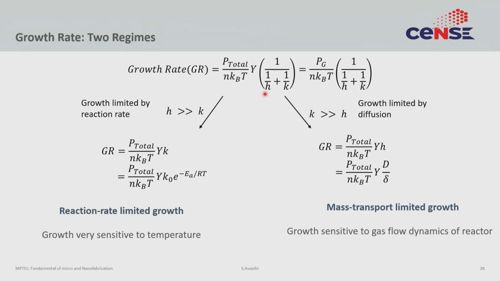What is the bottleneck? F2 is the bottleneck, that is, the reaction rate is the bottleneck. So, growth in this case is limited by how fast we can actually do the reaction at the surface, and that growth rate can be given by this equation. Now, this K is the chemical reaction rate, which by the Arrhenius equation must be exponentially related to temperature. So, you can convert K into K naught e to the power minus Ea by RT.